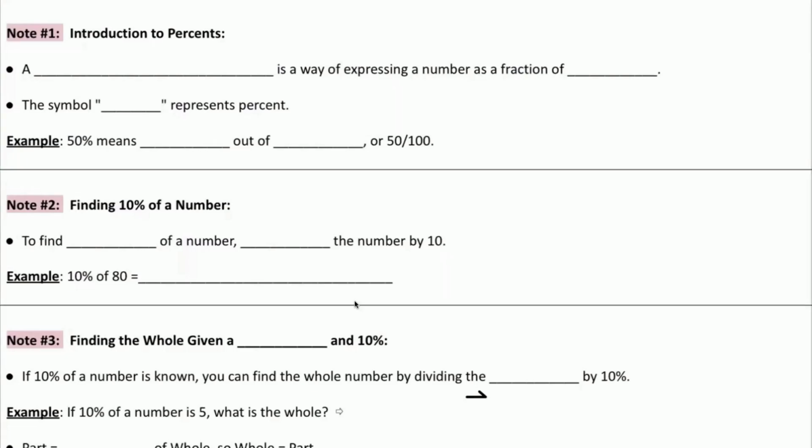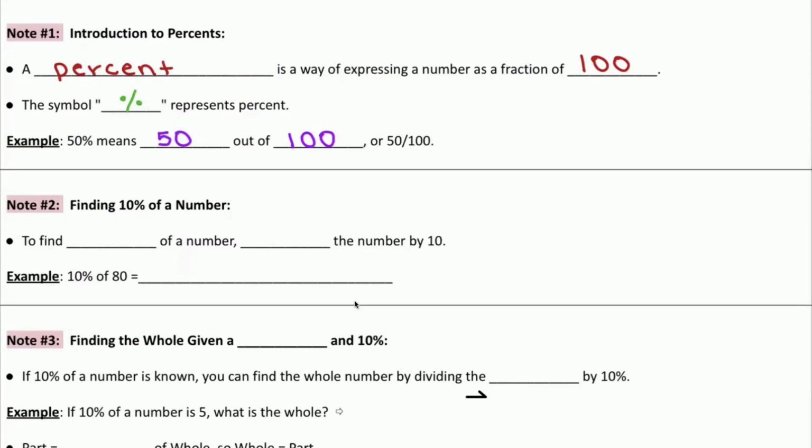Our first note is on Introduction to Percents. A percent is a way of expressing a number as a fraction of 100. Make sure you're writing with me. This symbol represents percent. For example, if we have 50%, that means 50 out of 100.